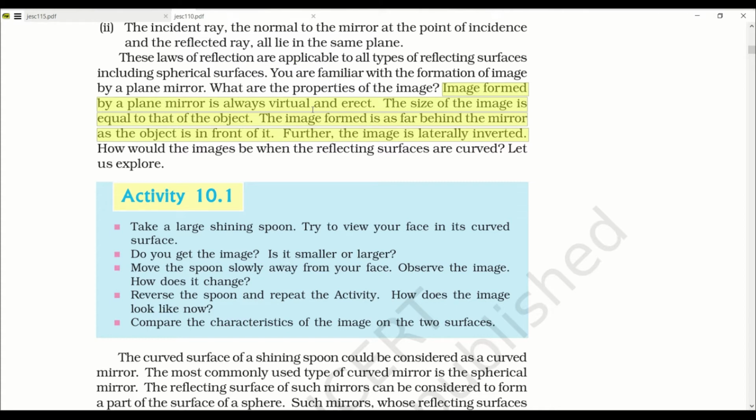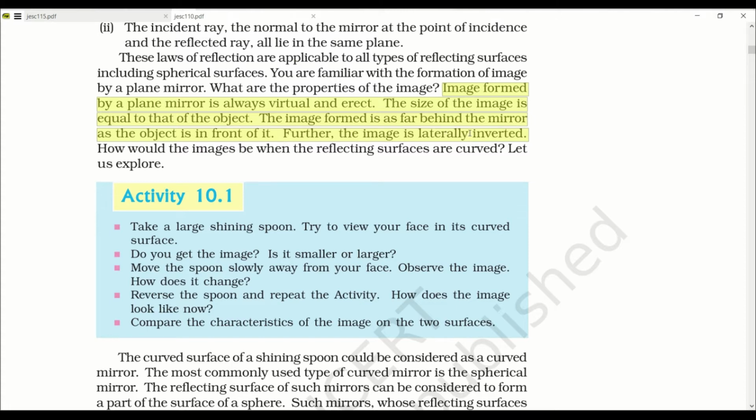If your head is upside, it seems upside in the image also, and the size of the image is equal to that of the object. The image formed is as far behind the mirror as the object is in front of it. If you stand one tile between you and the mirror, the image formed in the mirror will also be one tile between the image and the mirror. That means it is at the same distance as the object from the mirror.